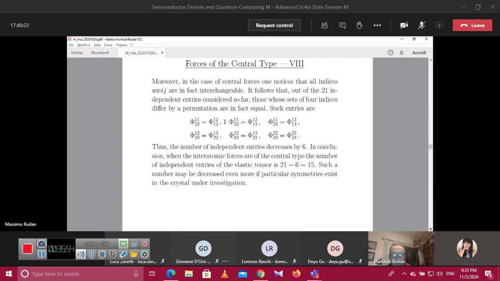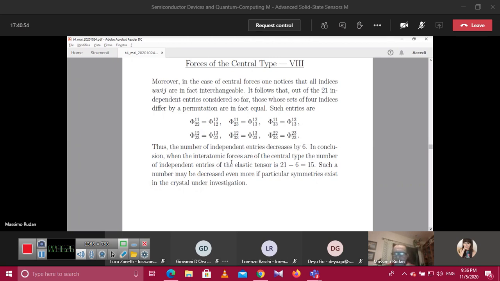There is a total of 6 equalities connected to this type of permutations. So we have the possibility to further decrease the number of independent entries of the tensor by 6. So we have 6 terms that we can eliminate, and then we are left with 15.